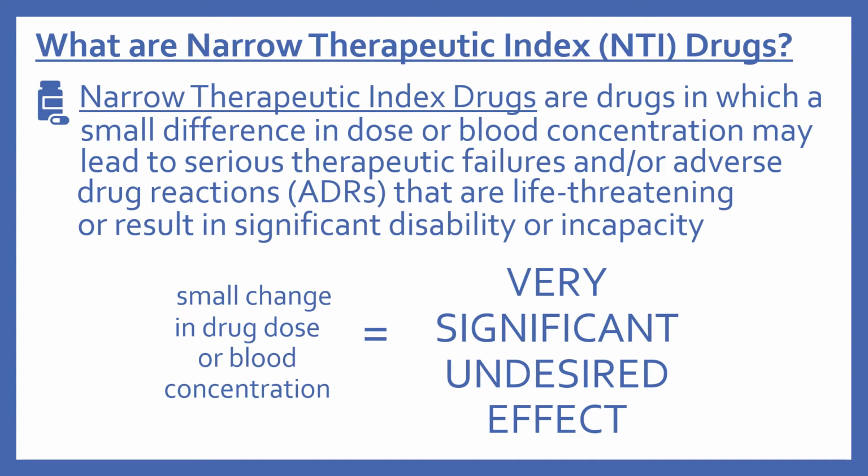So specifically, what are narrow therapeutic index drugs? These are drugs in which a small difference in dose or blood concentration may lead to serious therapeutic failures and/or adverse drug reactions that are life-threatening or result in significant disability or incapacity. So basically, a small change in a drug dose or blood concentration is going to cause a very significant undesired effect.